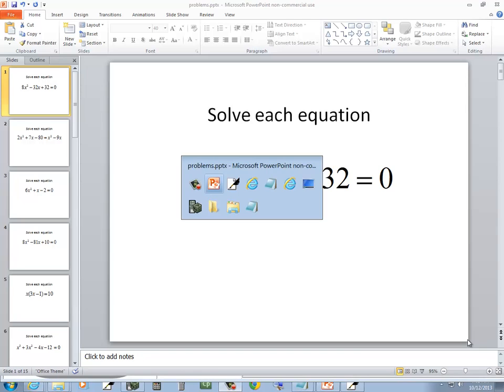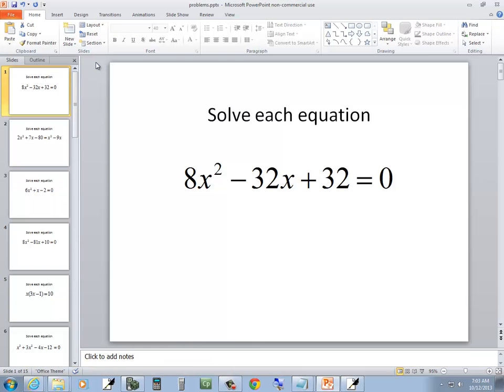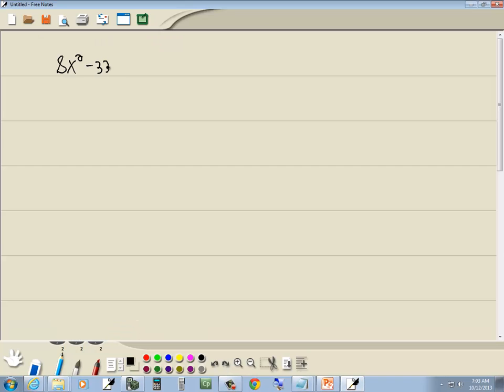Let's take a look at this problem. We got 8x squared minus 32x plus 32 equal to 0. Now we want to use the zero factor property to solve this.